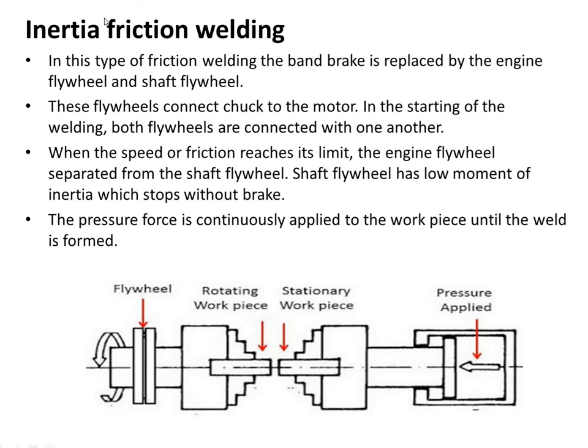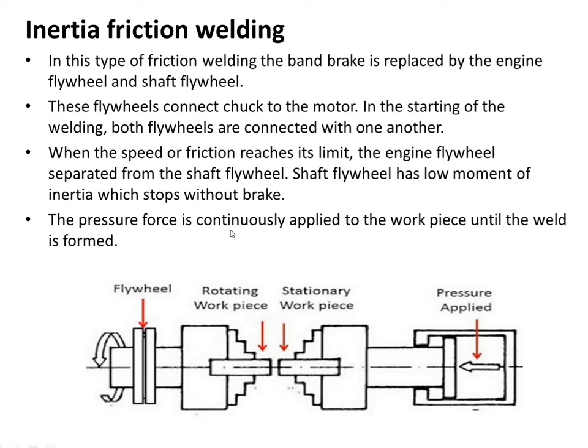What is inertia friction welding? In this type of friction welding, the band brake is replaced by an engine flywheel and a shaft flywheel. These flywheels connect the chuck to the motor. At the start of the welding, both flywheels are connected with one another. When the speed reaches its limit, the engine flywheel is separated from the shaft flywheel. The shaft flywheel has low moment of inertia, which stops without application of a brake.